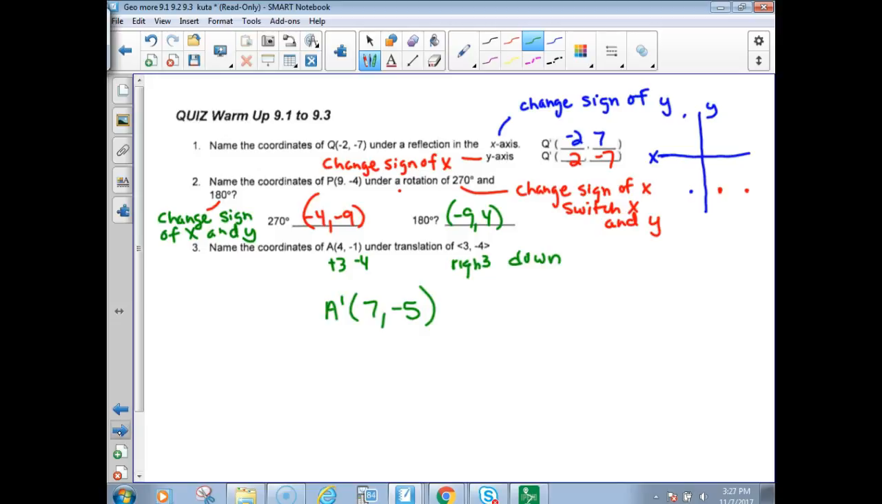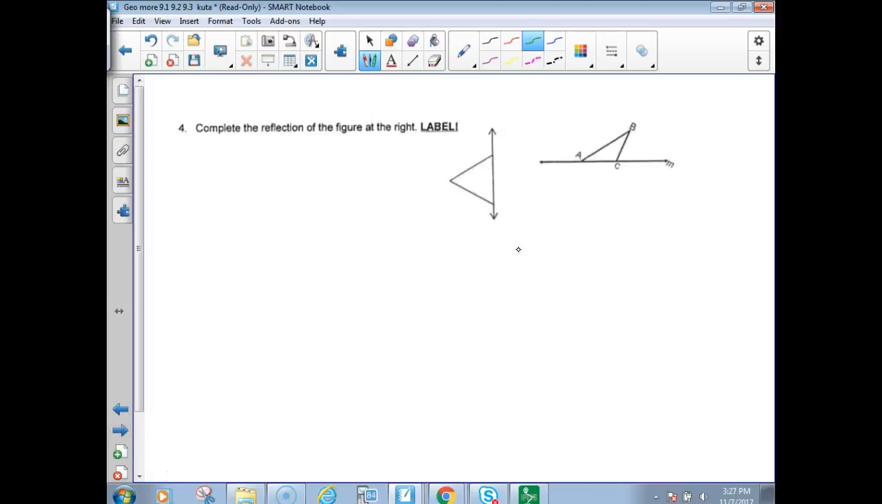Okay, I'd like to get this one in before we go today. This is what I was talking to you about. You're going to have one of these to do. It's not even a double reflection, so it should be fairly simple.